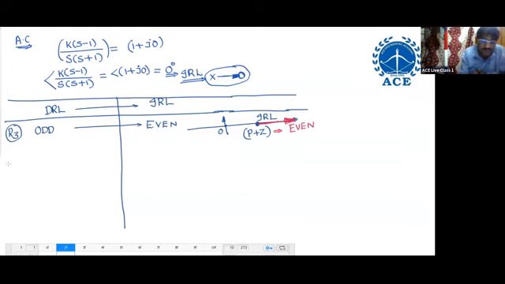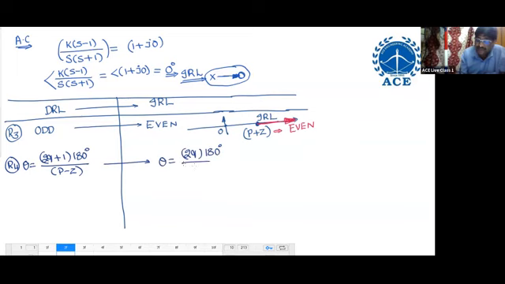Next, rule 4. What is the formula for angle of asymptotes? (2q plus 1) into 180 degrees divided by p minus z. Whereas here, what is the angle of asymptote? Theta equals 2q into 180 degrees divided by p minus z. 2q plus 1 is replaced by 2q.